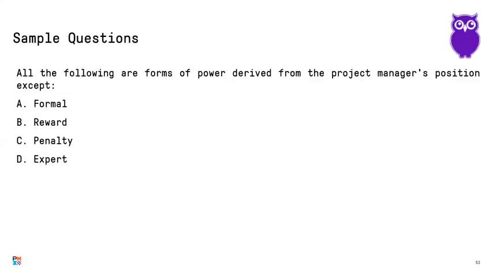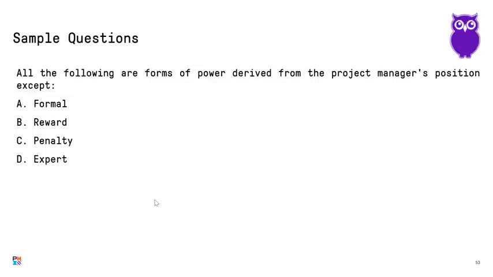Sure, that's a very good point. In my position as a project manager, I have the power. Why? Because I have a position. It's very clear. I am the project manager, and you have to listen to me. So this is a formal form of power. And I have the ability to give you the reward, the recognition. So that is another form of power. I also have the ability to tell you, you are not working with me anymore. So this is another form of power. But being an expert in my field is not a form of power given by the project manager position.